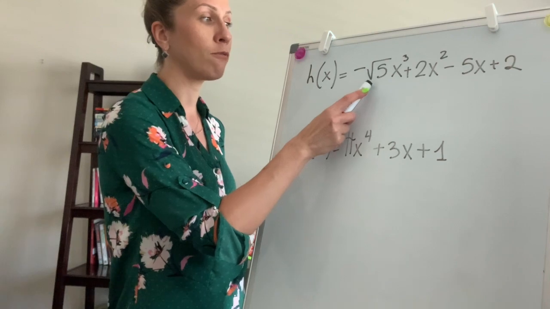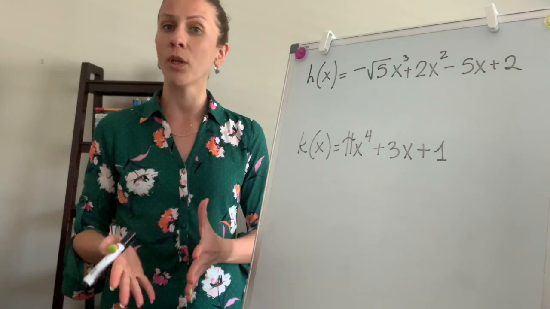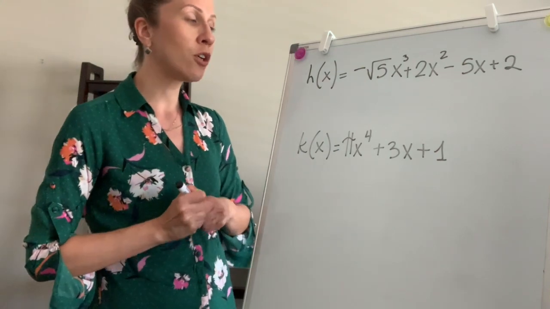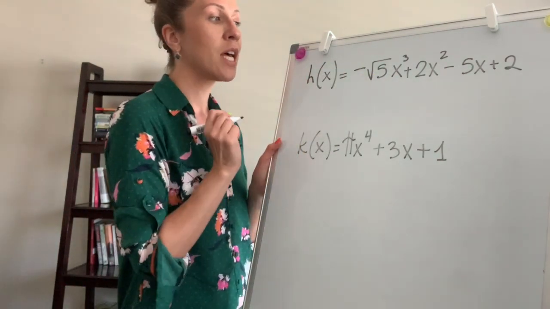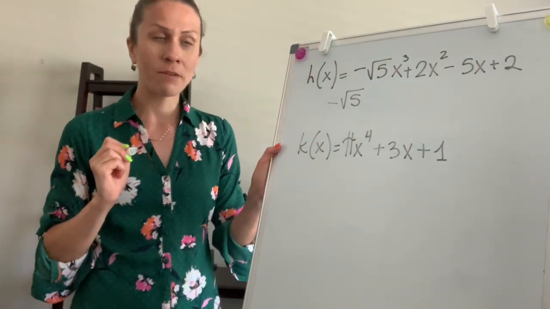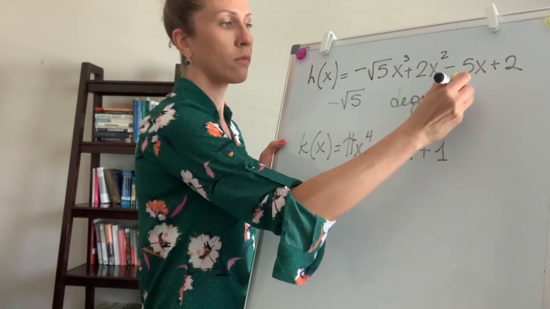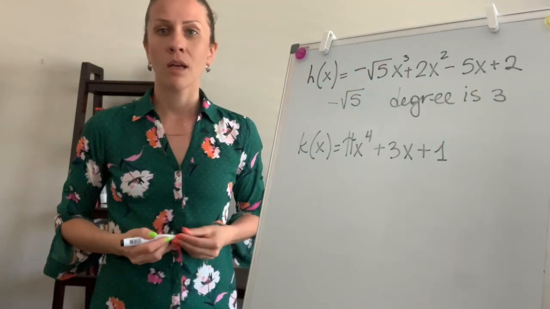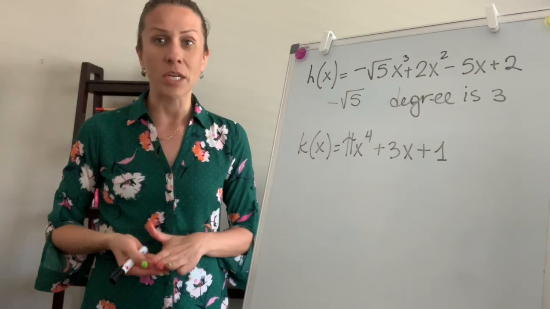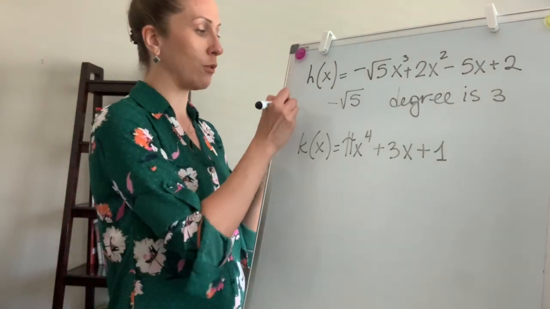is negative square root of 5x to the power of 3. All you care about when it comes to end behavior is what leading coefficient the function has and what is the degree of that function. So the leading coefficient of this function is negative square root of 5, and the degree of this function is 3. What it means for us is that the leading coefficient is negative and the degree is odd. So the end behavior of this function can be described as follows.